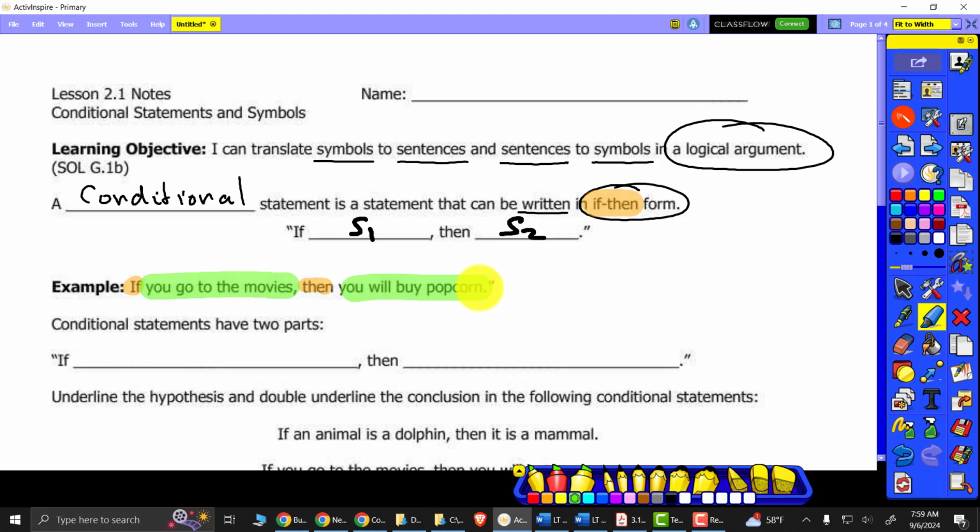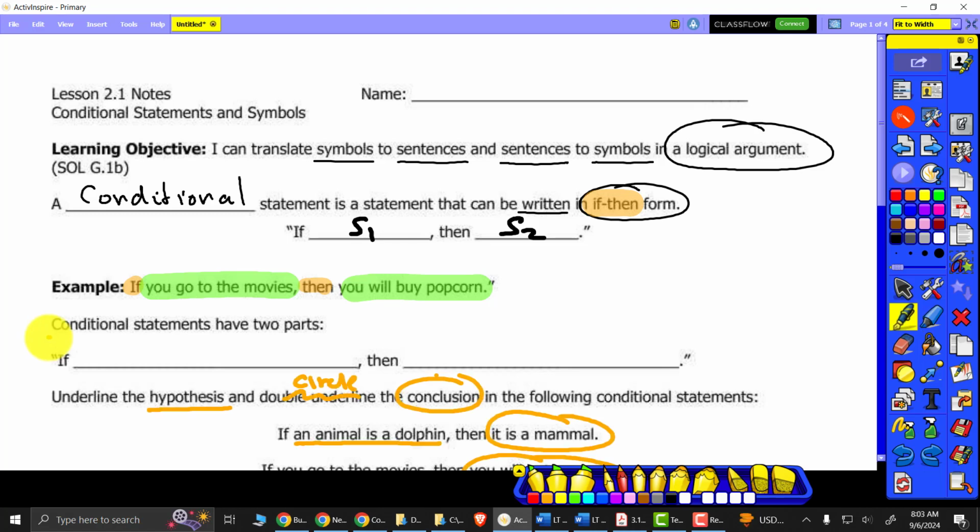Next, conditional statements have two parts, and look like the hypothesis statements from your science class. You will have your if and then. After your if, that will be your hypothesis. And after then, that will be your conclusion. So a conditional statement consists of hypothesis and conclusion.